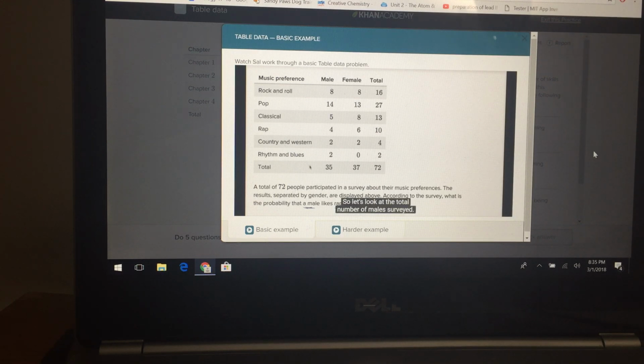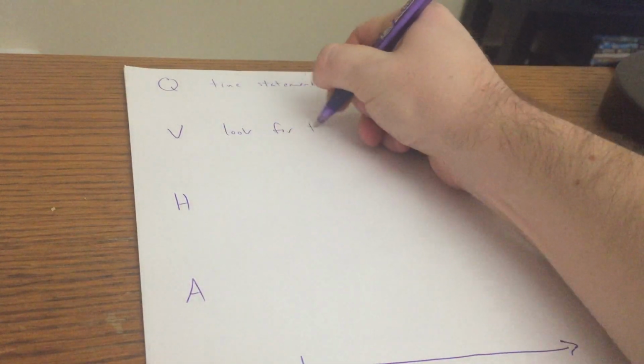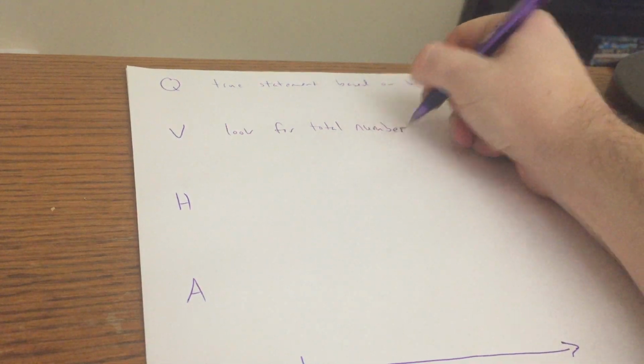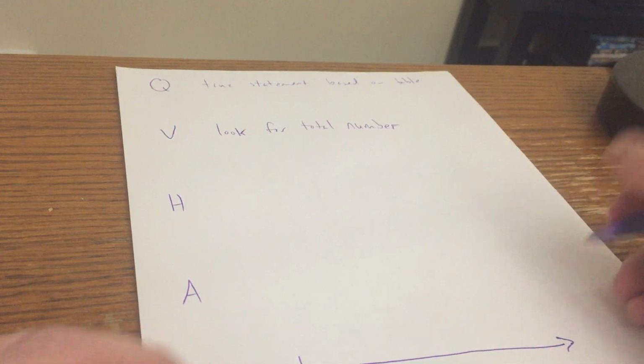So let's look at the total number of males surveyed. So this column right over here, these are the males that were surveyed. And we see that the total number of males surveyed is 35. So there's 35 males that were asked, what is their musical preference? And we want to know, what is the probability that a male likes rap music, according to the survey.